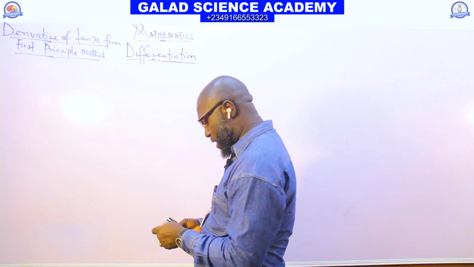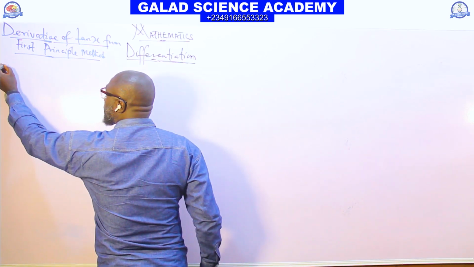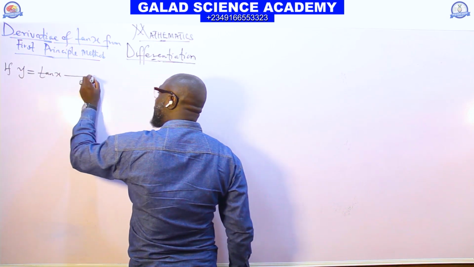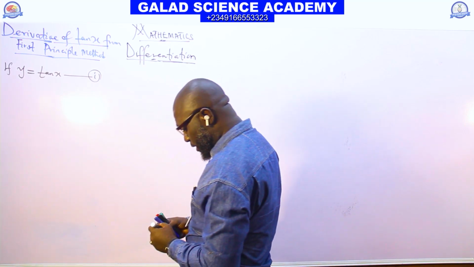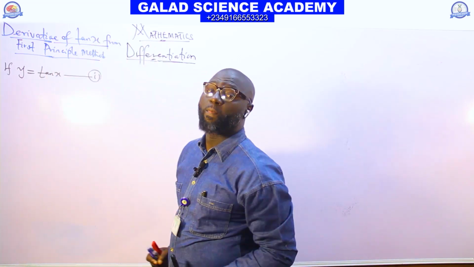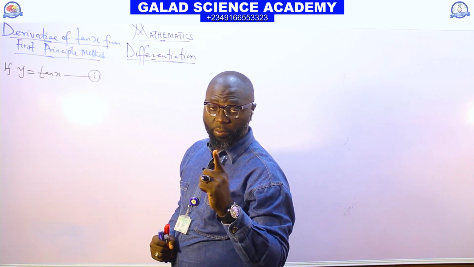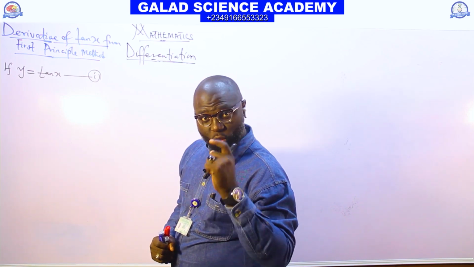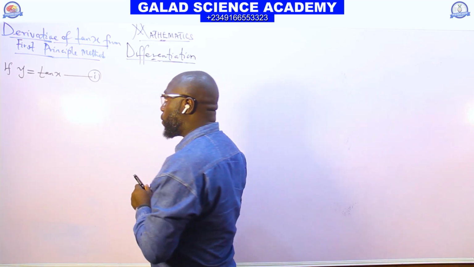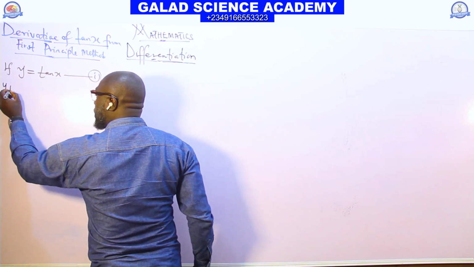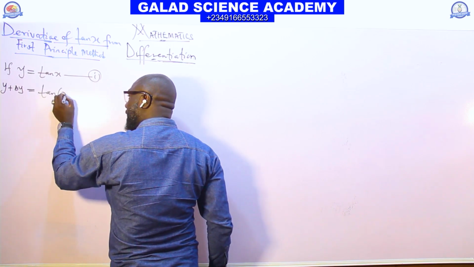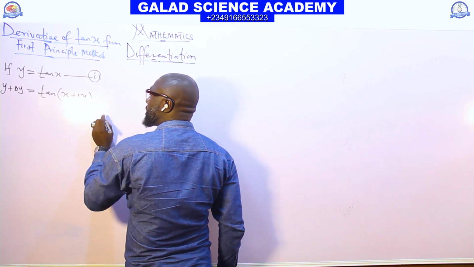So by doing that, we said if y is equal to tan x, let me call it equation 1. Following the common principle of the first principle, you add a small increment to y and a small increment to x. By doing that, we will have y plus change in y equal to tan of x plus change in x.